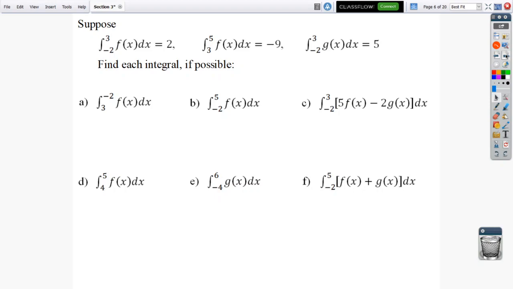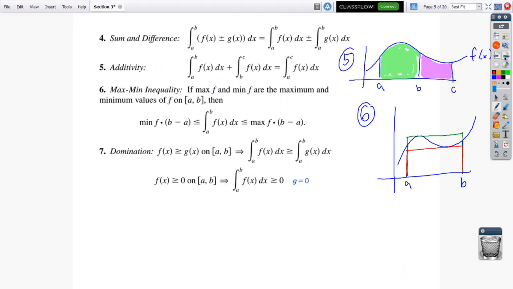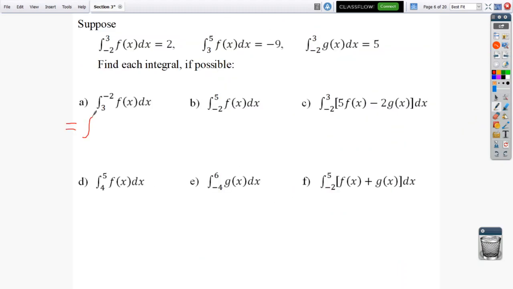So looking at number A, I can see with A in particular, it looks almost identical to that first statement, except for the fact that the limits are switched around. So using that first, not the first, but I think it was the second rule. Oh my gosh, I can't remember which one it was. The first rule, the order of integration. Order of integration, we can just flip-flop those limits, change this to the integral from -3 to 2, and make it opposite of f of x.